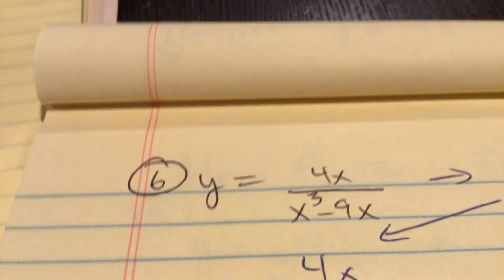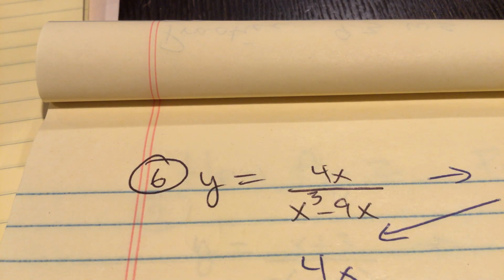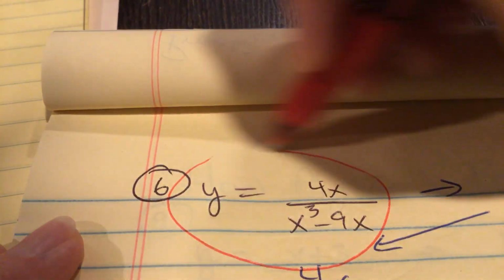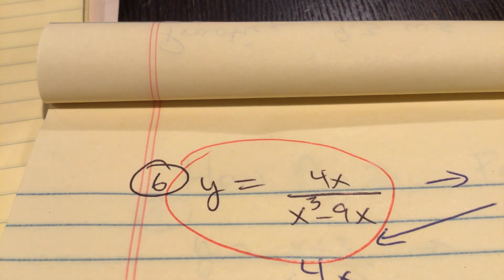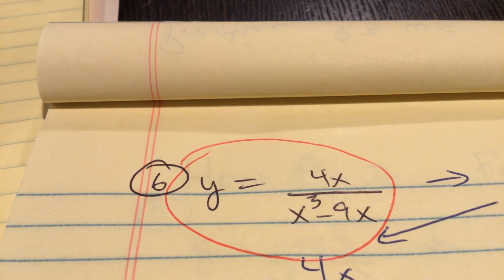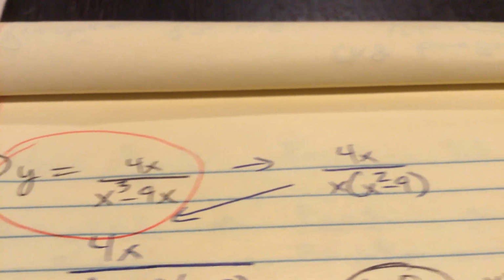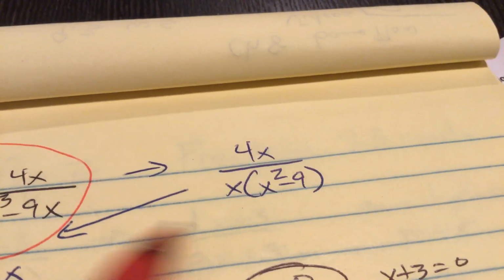And then number 6, which is the same for everybody here. The original function is y equals 4x divided by x to the third minus 9x. I'm going to set the denominator equal to 0. First off, both terms have an x, so I factor out the x that they both have in common, no big deal.